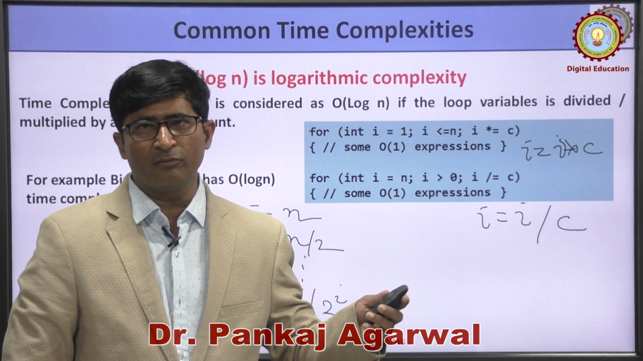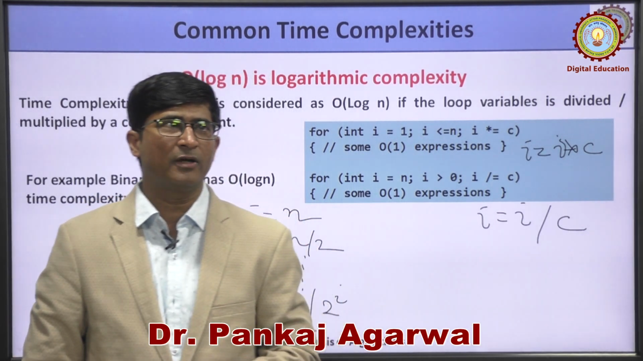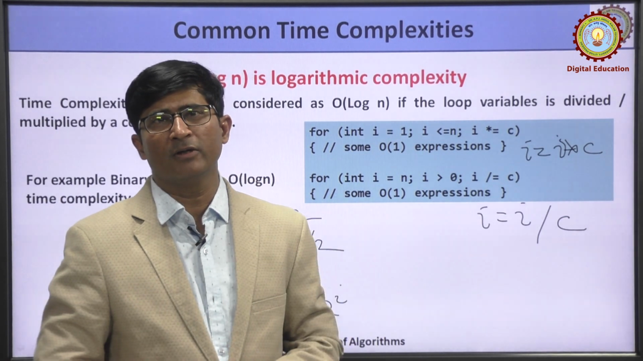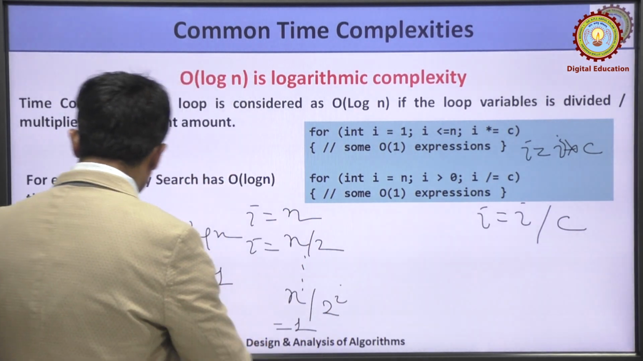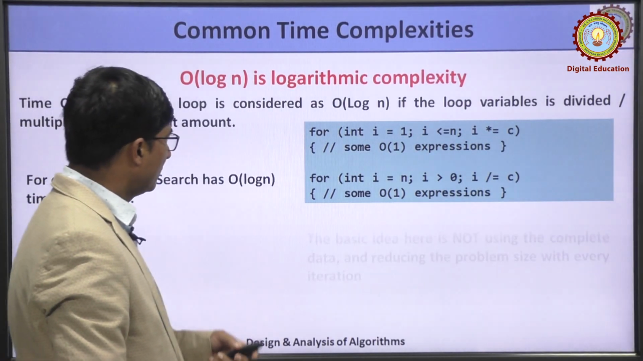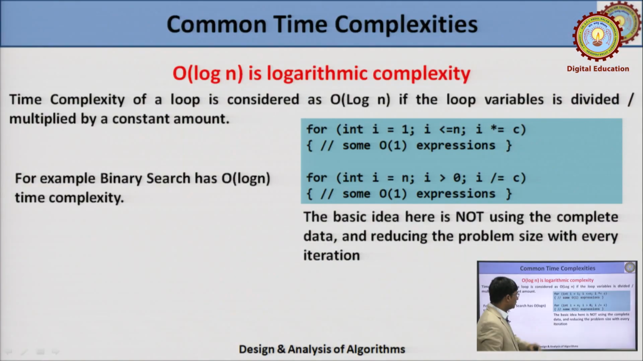This is again a very common time complexity that often occurs in your algorithms. The basic idea is not using the complete data and reducing the problem size with every iteration. That is what we did in both the examples.